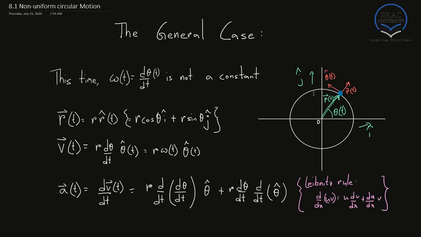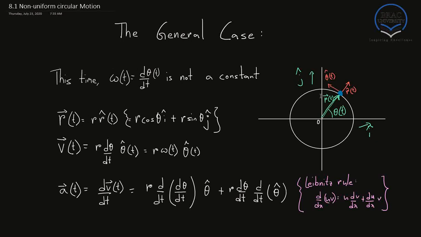So r is still going to remain constant, but this time omega t, which is d theta by dt, the rate at which this angle changes, no longer needs to be a constant, right? Because it can speed up or it can slow down, it can change direction, and so on. Correspondingly, the linear velocity, which is simply given by r omega t, is going to also change. So let's look at that.